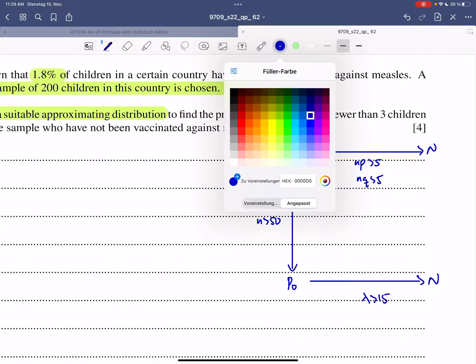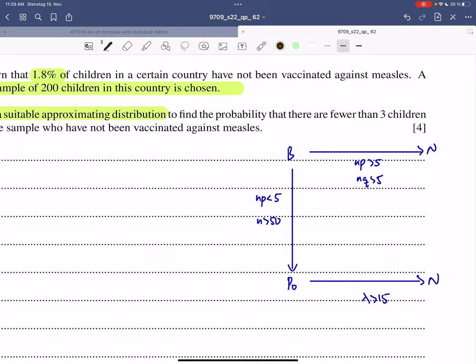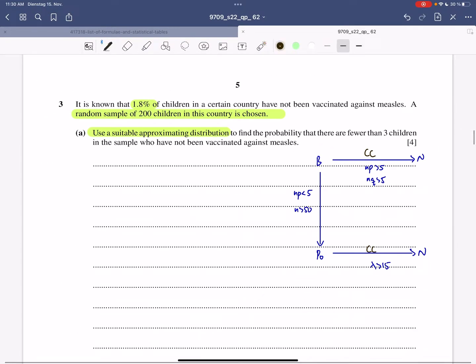Another thing is that for binomial to normal, continuity correction is compulsory, and for Poisson to normal, continuity correction is compulsory. Why? Because this one is discrete, right? Going from discrete to normal. Both of these, continuity correction is mandatory. But for binomial to Poisson, you're going from discrete to discrete, so there's no need for continuity correction here.